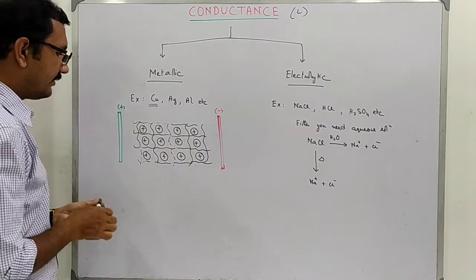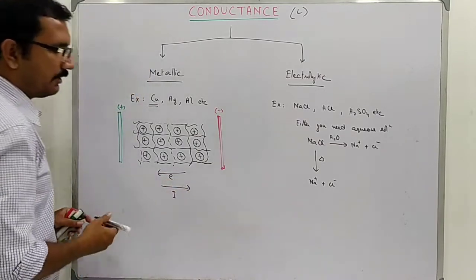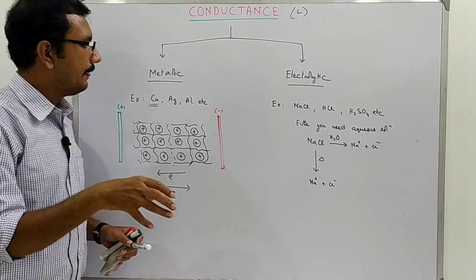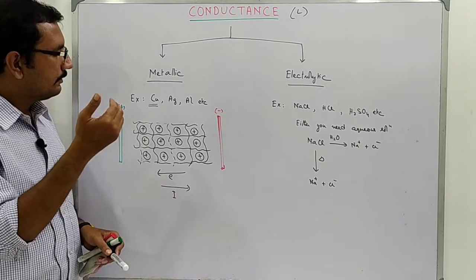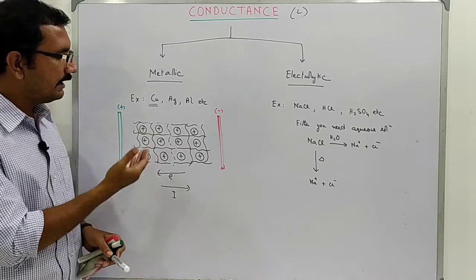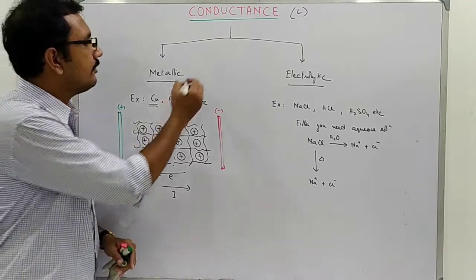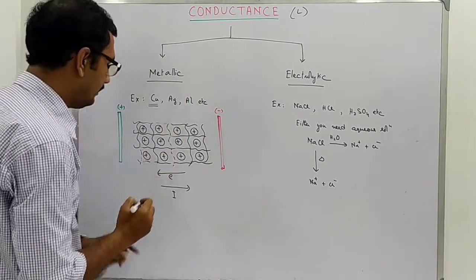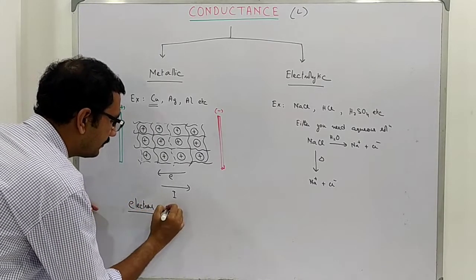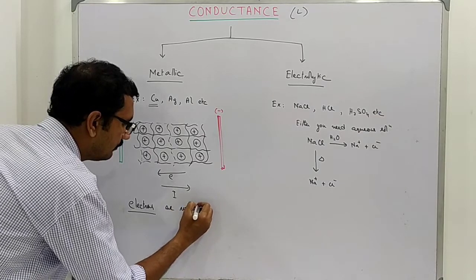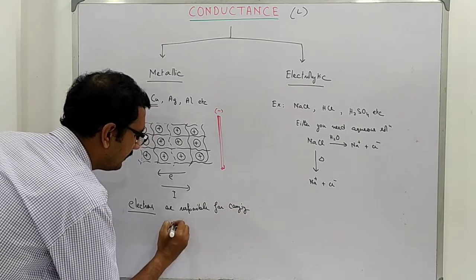So, there will be flow of electrons in this direction. So, current will flow in this direction as per convention. So, in a metallic conductor, the conductivity is shown through the flow of free electrons. So, here electrons are responsible for carrying the electricity in a metallic conductor.